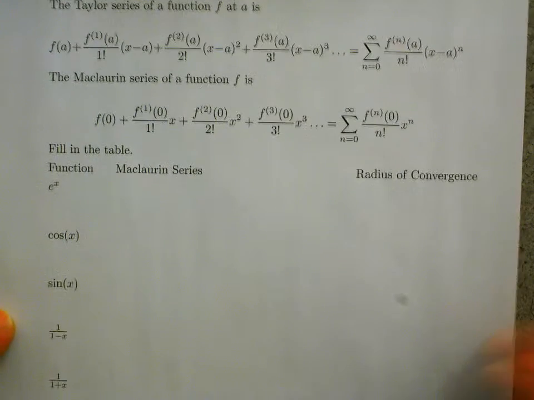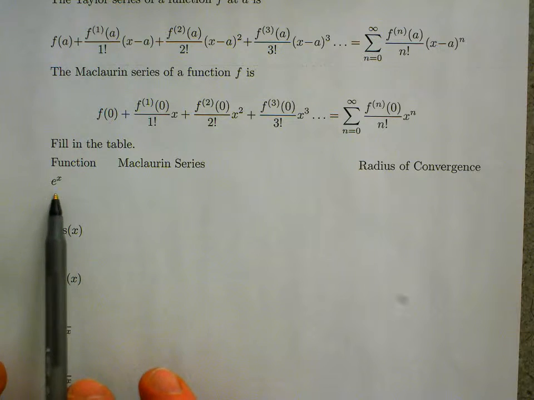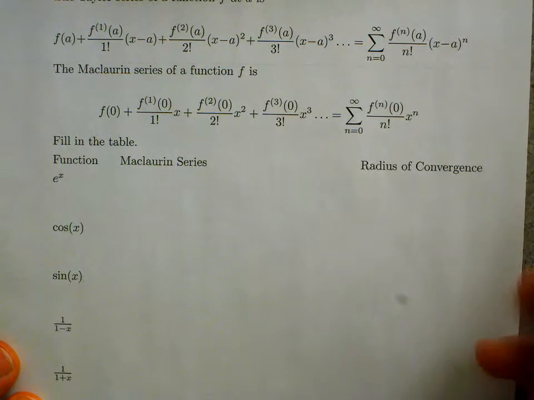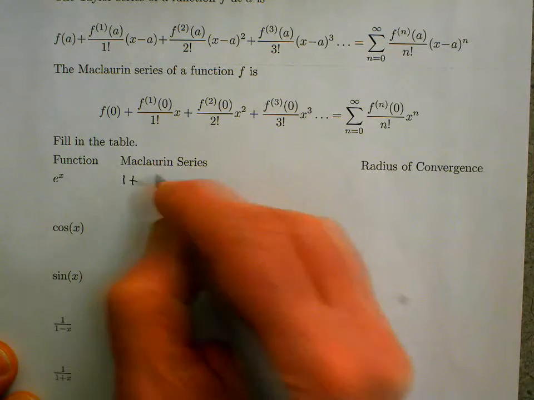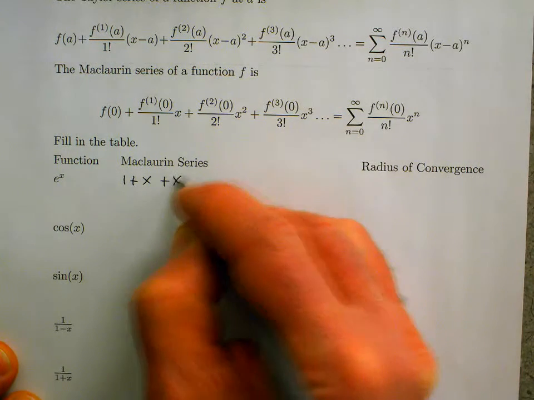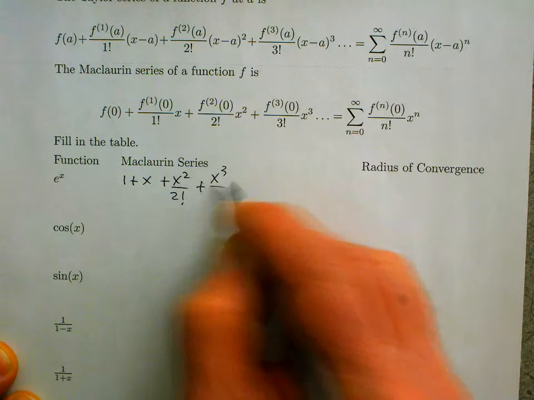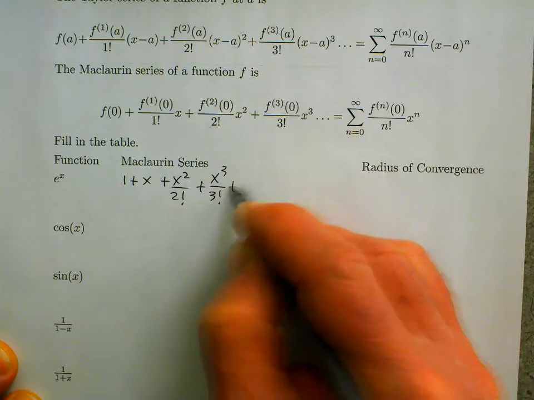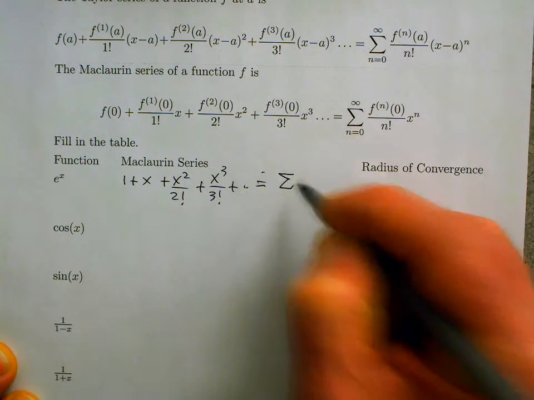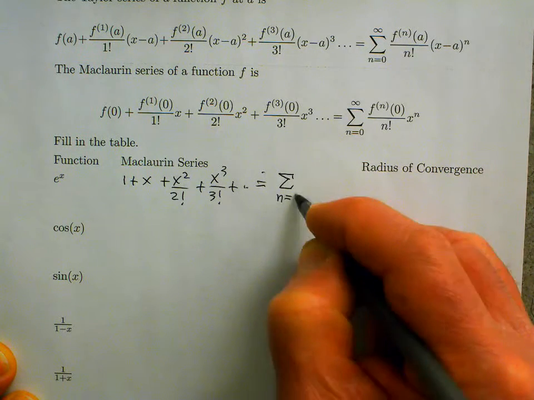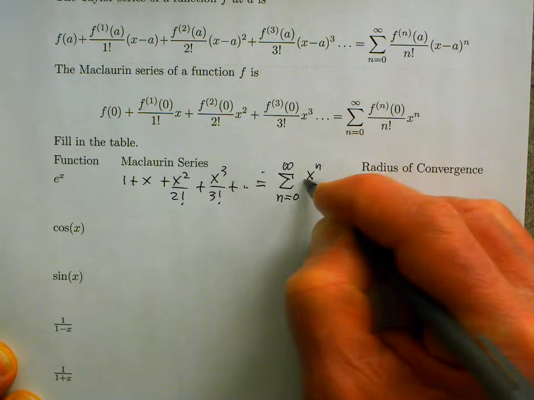Okay, we'll review a little bit about what we found out about Maclaurin series for certain functions like e to the x. So the Maclaurin series for e to the x is 1 plus x plus x squared divided by 2 factorial plus x to the third divided by 3 factorial, and so on. And in sigma notation, this is from n equals 0 to infinity. And the terms are x to the n divided by n factorial.